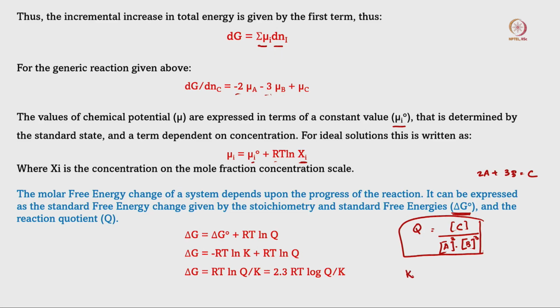If it is at chemical equilibrium, we write it as C divided by A into B, and whatever the coefficient is, it will be the power here. What is the difference between Q and K? K is only at equilibrium.